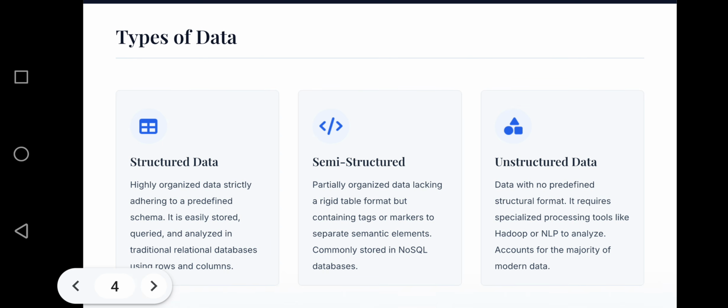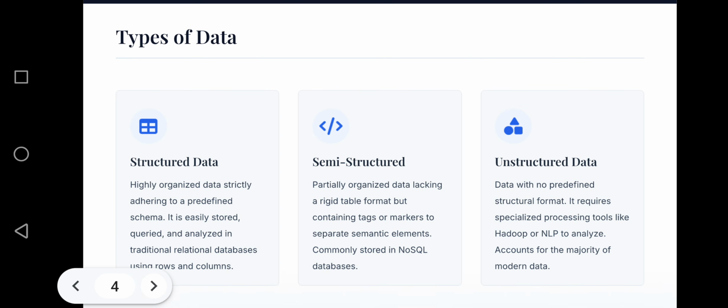When we talk about the different types of data, there will be structured data, semi-structured data, and unstructured data. These are very similar and everything is understood by the heading itself. That is what they mean. First one is structured data. So what does that mean? Data has some structure. It is highly organized data strictly adhering to a predefined schema.